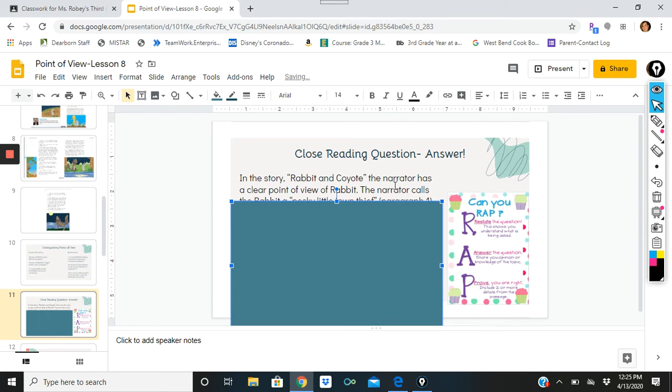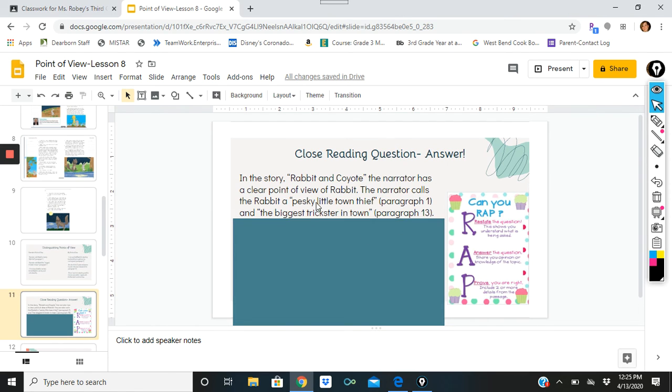It says, in the story Rabbit and Coyote, the narrator has a clear point of view of Rabbit. Did I take that question and really restate it, talking about the narrator's point of view? Yes. So now I need to go to A, answer the question. I'm going to pull down what I noticed from the text. The narrator calls the rabbit a pesky little thief in paragraph 1, and the biggest trickster in town, which was from paragraph 13.